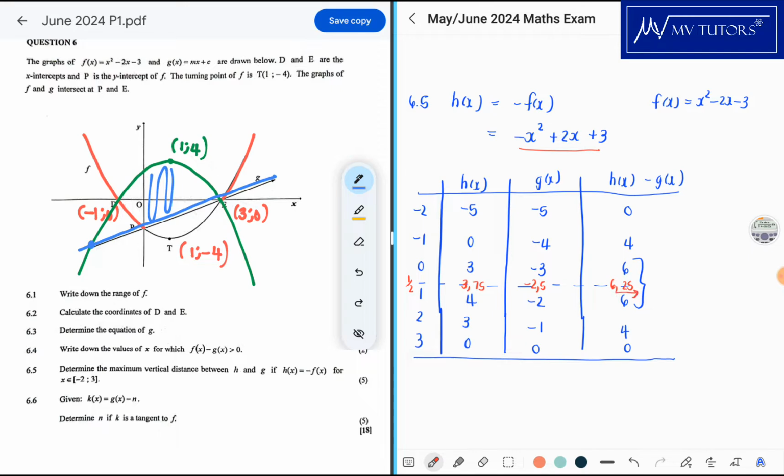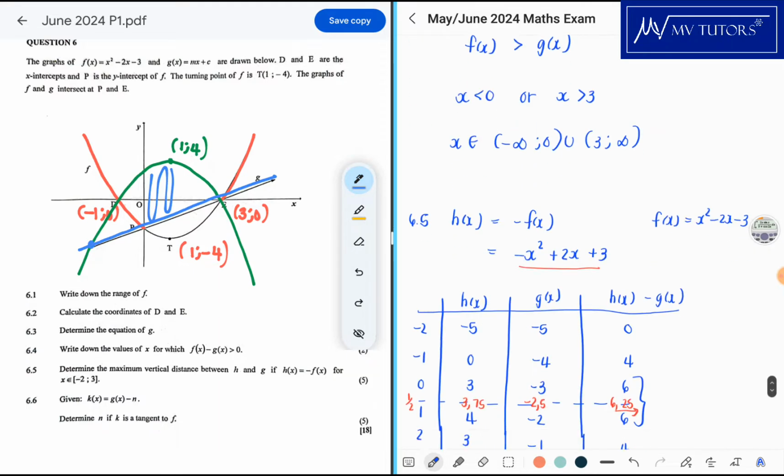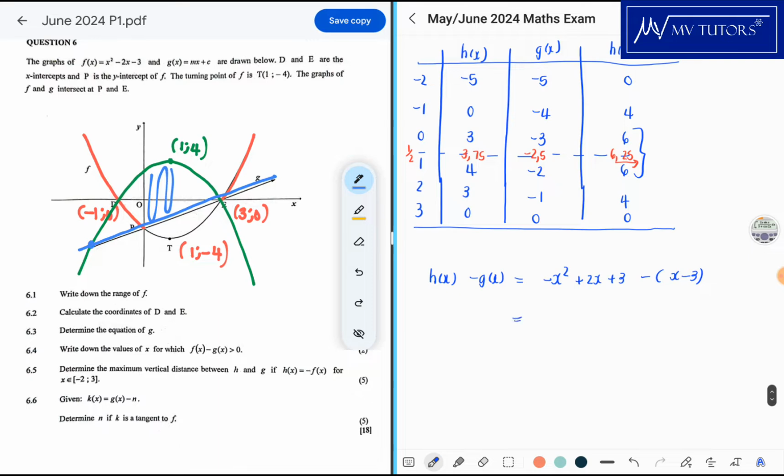That's if you forgot about calculus. Now, if you remembered calculus, you could simply say H of x minus G of x is equal to negative x squared plus 2x plus 3 minus x minus 3. Remember, that's the function g, x minus 3. And then we just simplify. So x squared, now I have 2x minus x, so I'll be left with x. And I have 3 minus 3, which is 6.